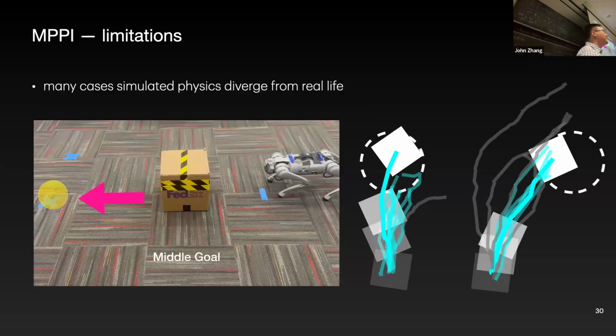Oh yeah, we put mocap markers. So basically the box shows up in the model, and the robot predicts interactions with the box.